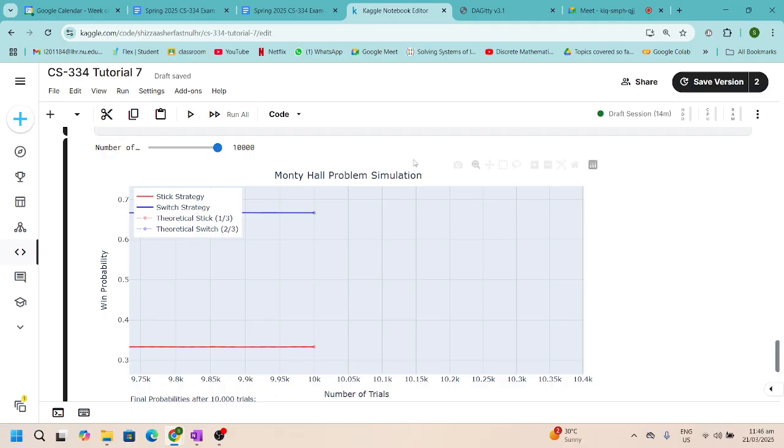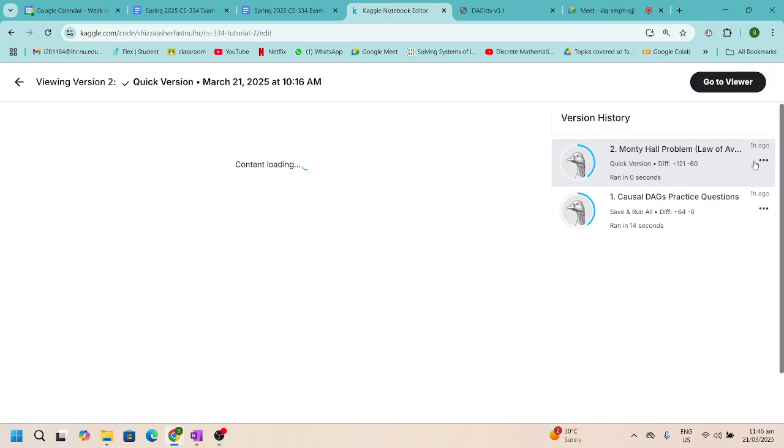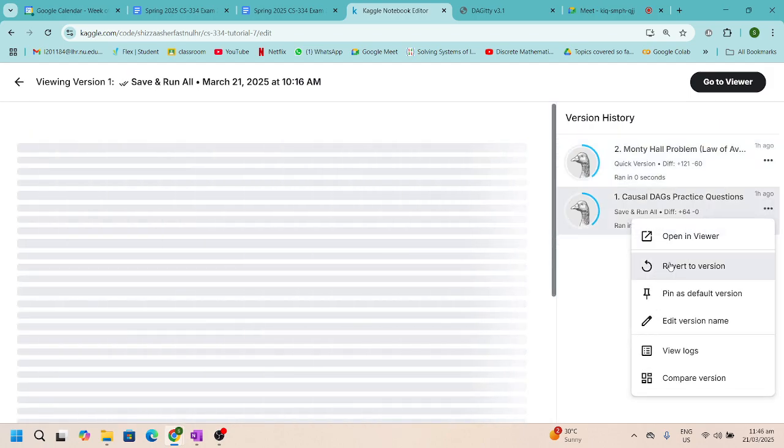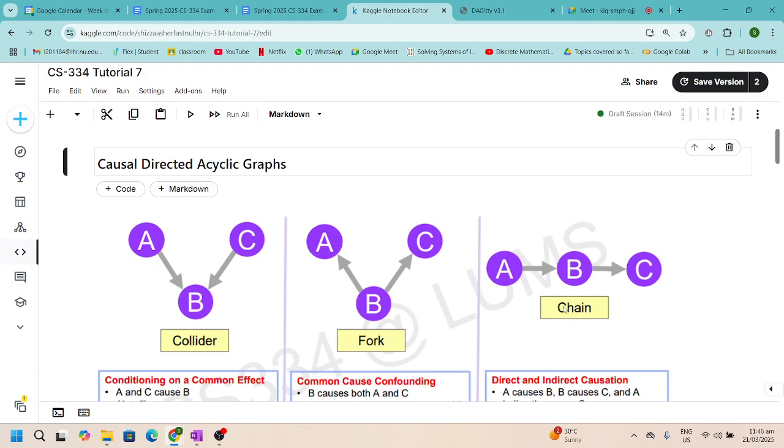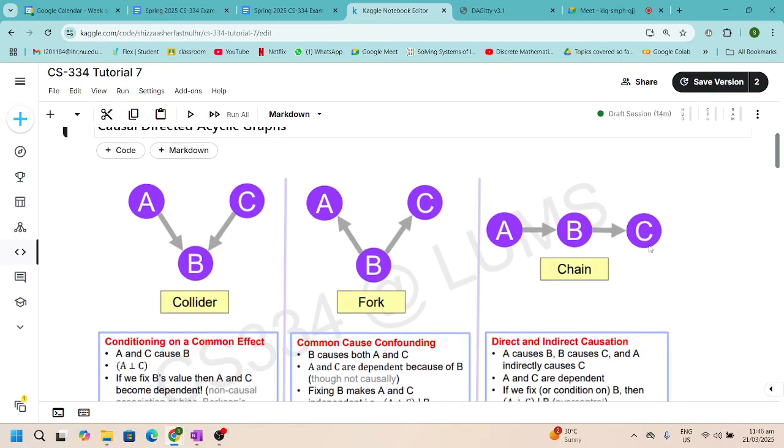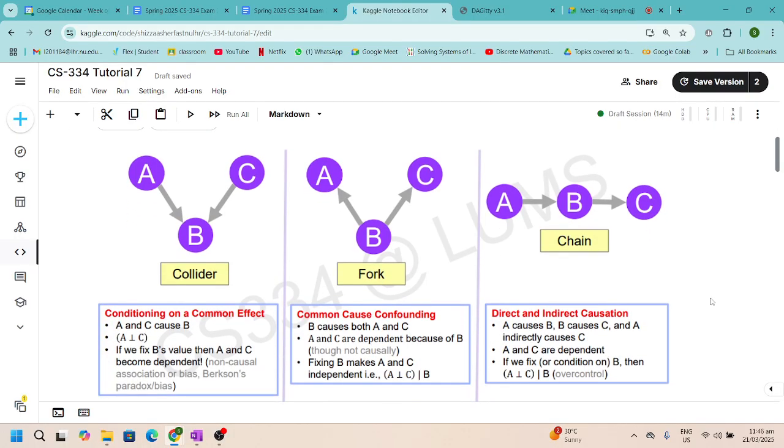All right, so I will leave this for you guys to experiment with as well. For now, we will be moving on to causal DAGs. So in causal directed acyclic graphs, you need to be familiar with three very important structures which have been discussed in class. So I'm going to quickly reiterate all three.